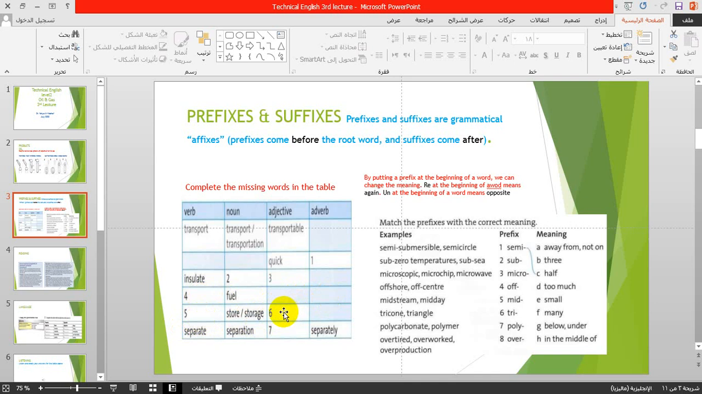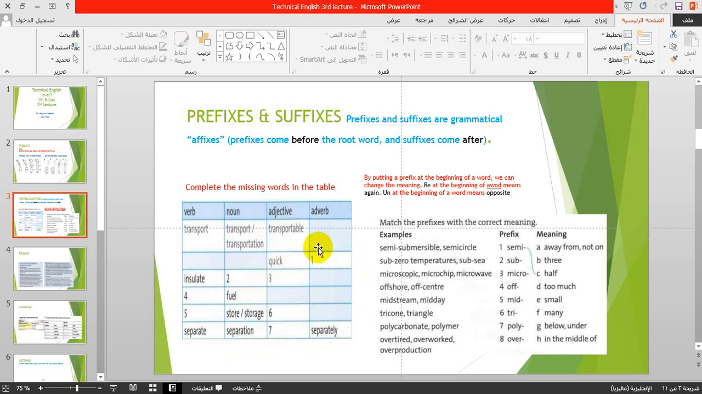Number 5 is storage, to store, verb. Storageable, we can say, قابل للتخزين. Separate, separation, separatable, separately. So expect a question in the exam like this.